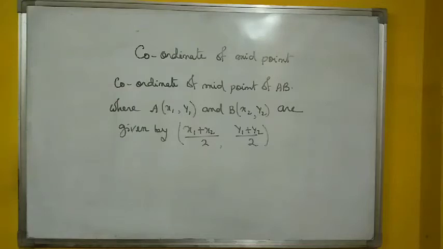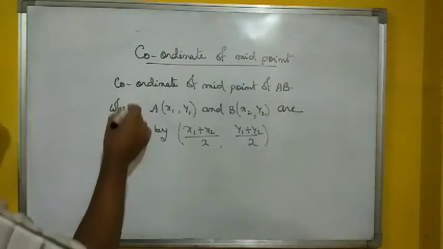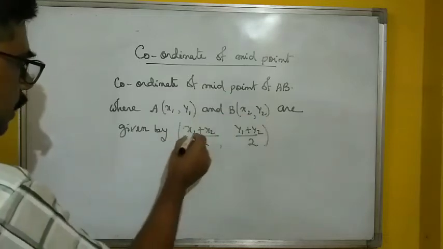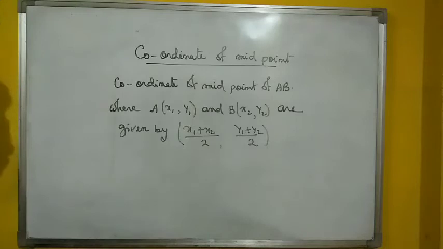So students, today we will do the coordinate of the midpoint. The coordinate of the midpoint of AB, where A and B are given, is ((x1 + x2)/2, (y1 + y2)/2). So I'll show you how it comes.